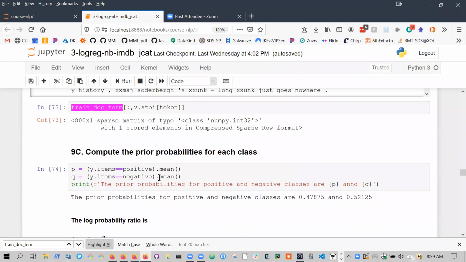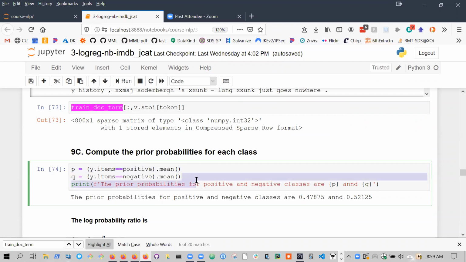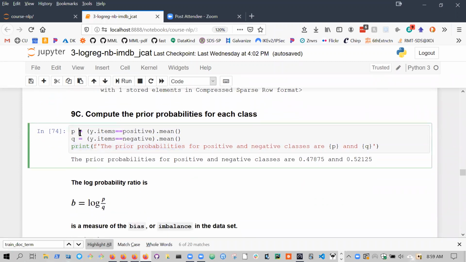Okay, so now we go to the actual computation. We're continuing to do the actual computation steps for the naive Bayes model. Here are the prior probabilities. We defined them up above in formulas. This is how you actually compute them in code. Remember, P is the fraction of reviews that are positive, and that's how you get that fraction. Q is the fraction of reviews that are negative, and so on.